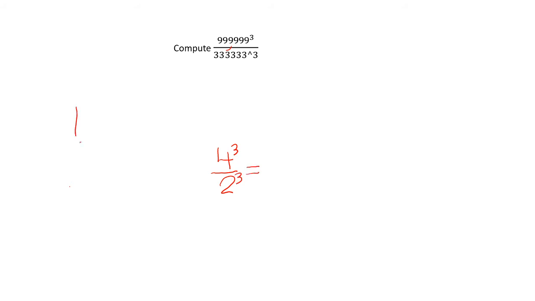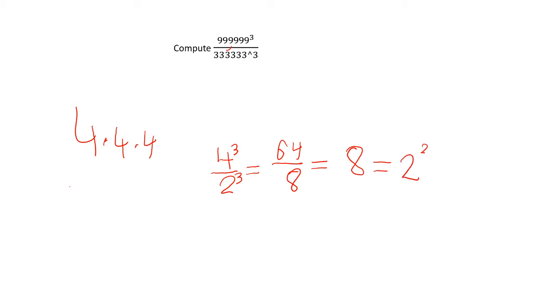Now the 4 cubed, we can just compute that. 4 times 4 is 16. 16 times 4 is 64. 2 cubed is 8, and we get 8. 8 can be expressed as 2 cubed. So we can say that 4 cubed divided by 2 cubed is 2 cubed.